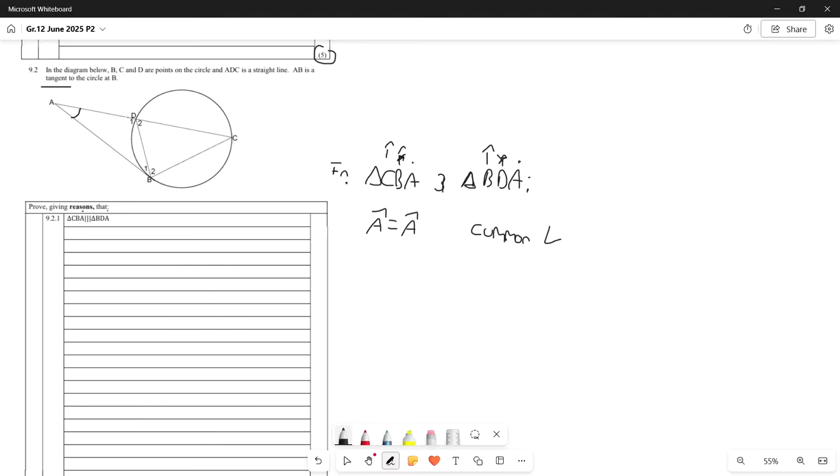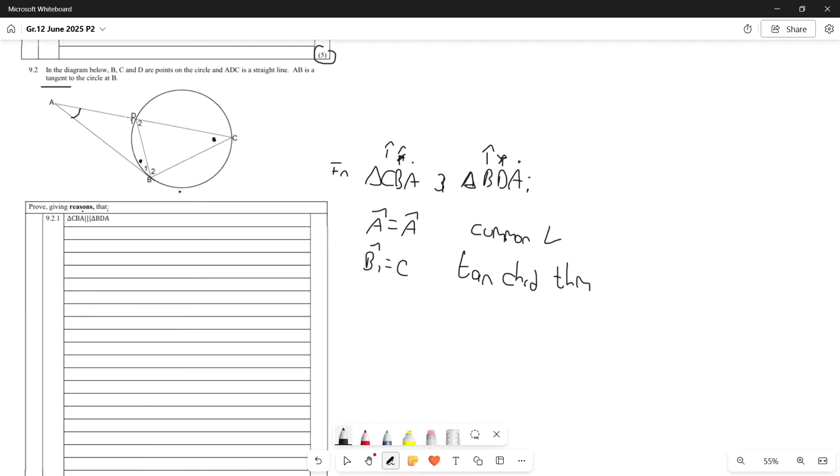So angle C in triangle CBA, we're talking about this angle over here. And then we need to prove that it is exactly the same as angle B in triangle BDA. So we have to prove that this angle B1 equals that angle C. And that is very doable, considering this is a tangent to a circle, meaning that B1 equals C because of the tan chord theorem.